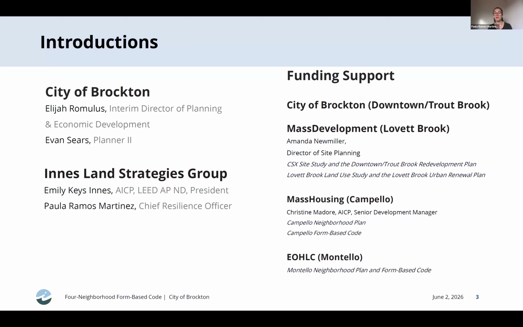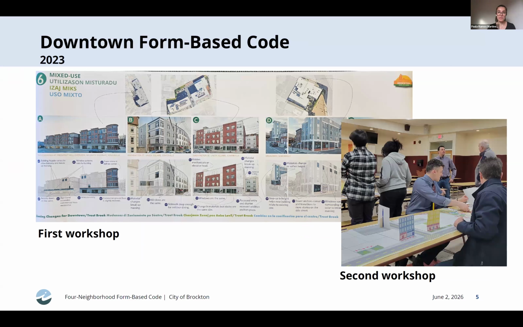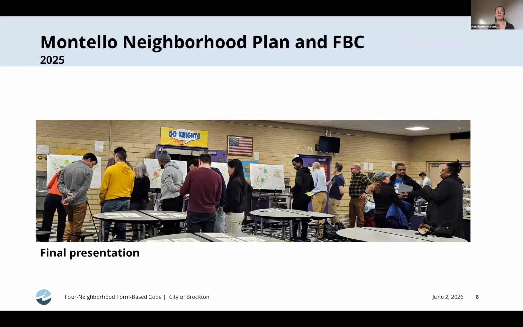So this is from a bigger effort. Some of the funding support is also from MassDevelopment, MassHousing, and EOHLC, which have been working within the bigger project. So these are things that you have seen. These are the different studies and neighborhood plans that built towards the form-based code. We also had a lot of input from workshops, citywide public engagement, neighborhood meetings, and final presentations. From all of this, we gathered input not only for the form-based code, but also for understanding what type of neighborhood, what type of city the members of the public wanted to have.